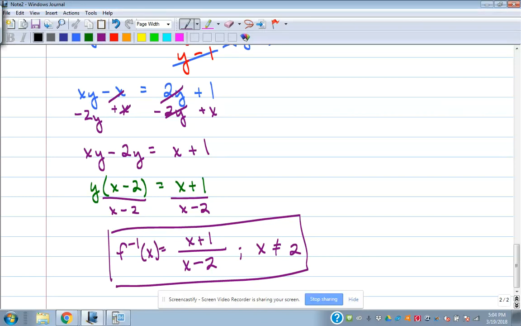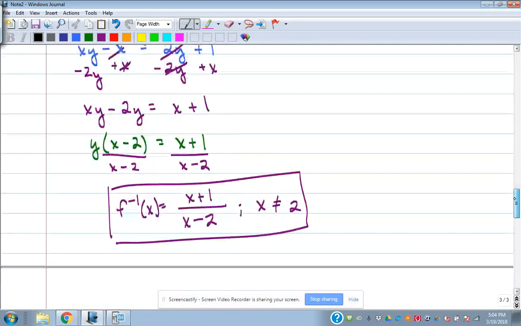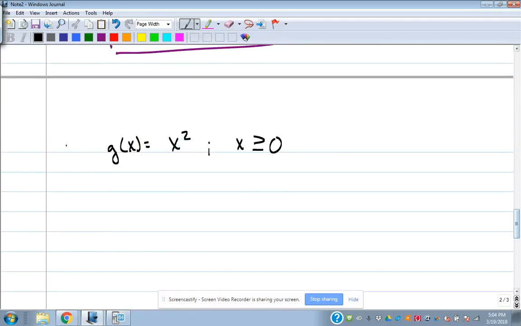All right. So we're going to get into that idea with the quadratics. This is the next example. If we're dealing with the quadratic, g of x is x squared, and then they're going to put a restriction on that: x is greater than or equal to 0. What letter are we on here? H. That restriction makes this quadratic 1-to-1.